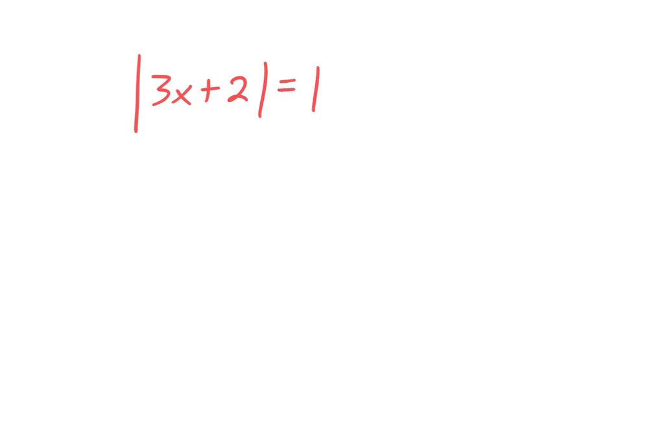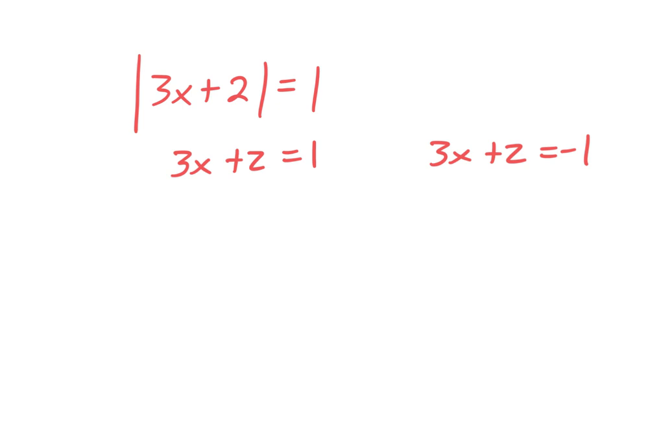Absolute value of 3x plus 2 equals 1. Okay, once again, in just a second, we're going to look at some that have something on the outside of the absolute value. This one does not. So once the absolute value is by itself, which is already the case, then what we have to remember is on all of these, we're going to set it equal to 1, and we're going to set it equal to negative 1. So we're going to write two equations out.